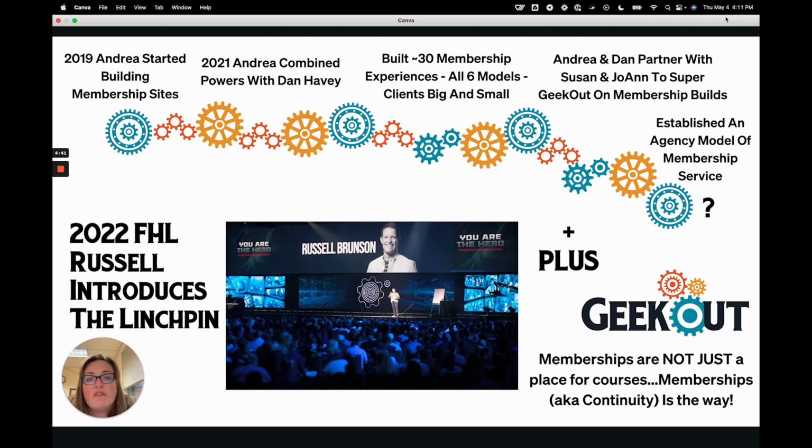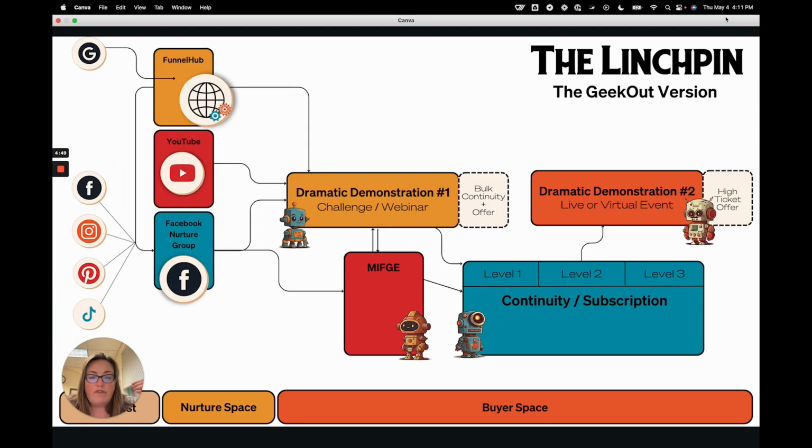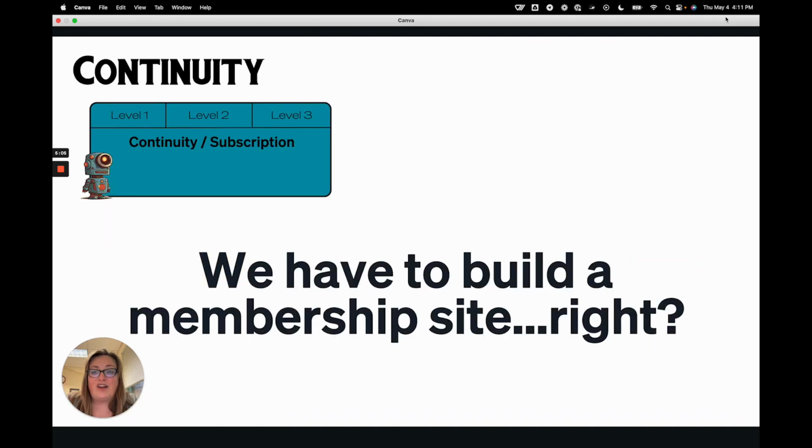And so one of the very first things that we had to do is break down what we had learned and why we do what we do. Okay, so the very first thing is the linchpin. Now, this is the Geek Out version of the linchpin. It's a slight variation of Russell's, right? Where we do have the social happening, like what's happening in your traffic world in terms of Wild West and nurture, and then what's happening in your buyer space. But very specifically, what we're focused on is in the continuity.